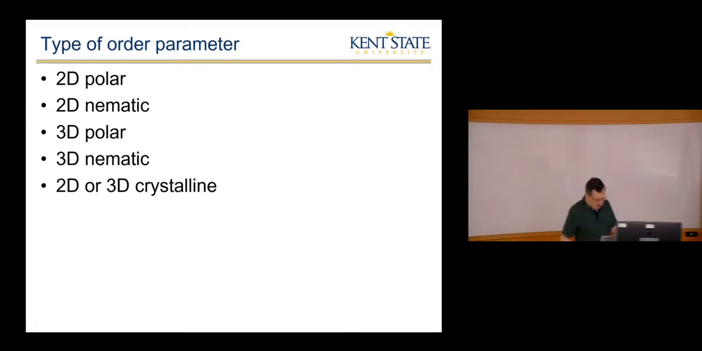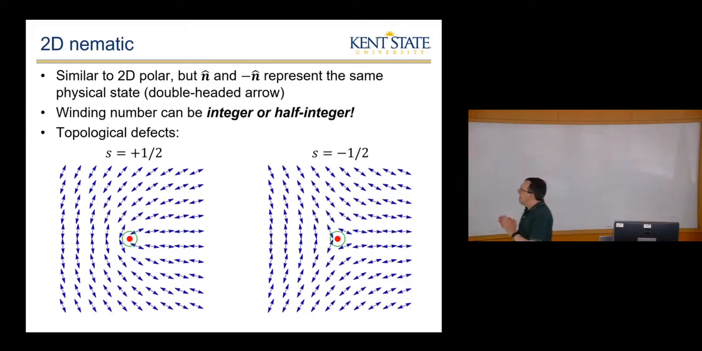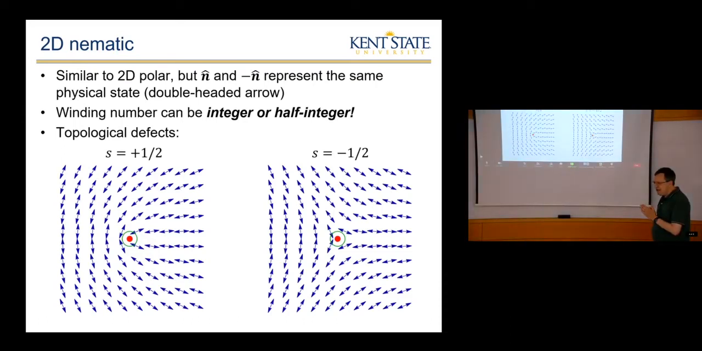Okay. So for a 2D nematic, that's similar to a 2D polar order parameter. But now, n and negative n represent the same physical state. And that is because of what nematic order means, as I talked about in my first talk at Tel Aviv University a month ago. So n and negative n represent the same physical state. So we could draw it pictorially as a double-headed arrow, right?